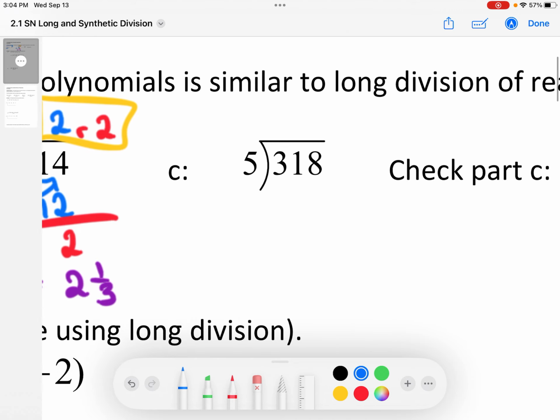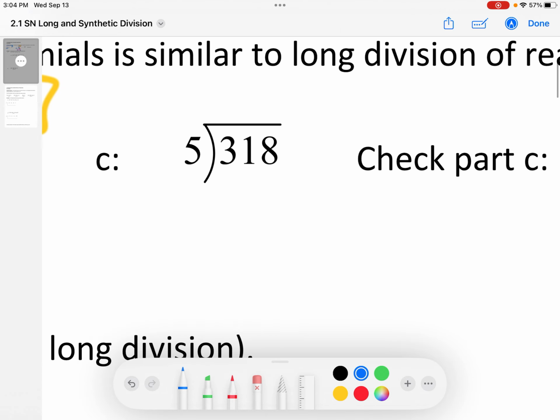So let's try another one. Let's go with C. We are dividing 318 by 5. So we look to see if 5 goes into 3, and it does not. So we look to see if 5 goes into 31, and it does. Goes in 6 times. So we multiply 6 by that 5, and we get 30. And then we subtract that 30 to give us a 1.